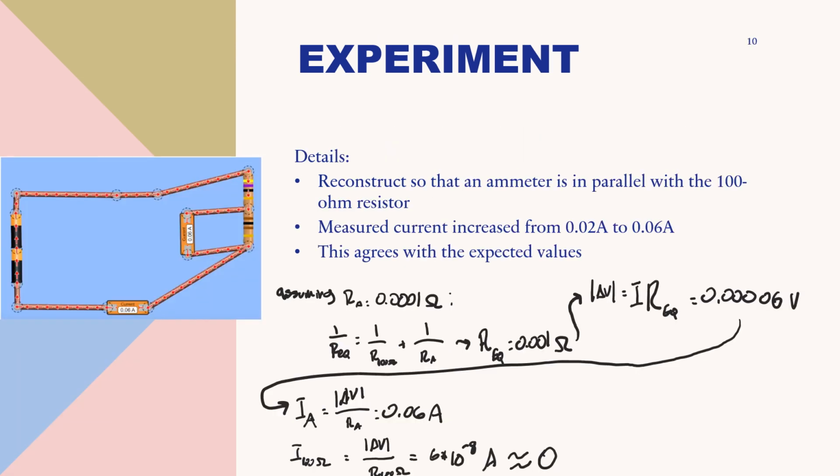Next, this was reconstructed so that an ammeter would be in parallel with the 100 ohm resistor. The measured current increased from 0.02 amps to 0.06 amps, and this does agree with the expected values. Again, you can see the hand calcs below here, where I sub A, this ammeter, should be roughly 0.06 amps, and I of the 100 ohm resistor should be pretty much close to 0.